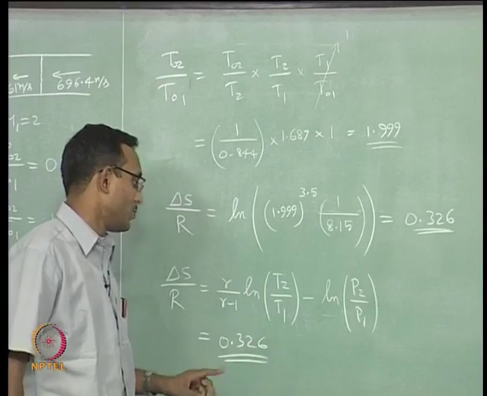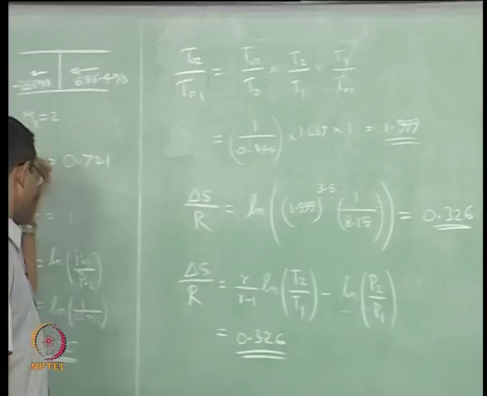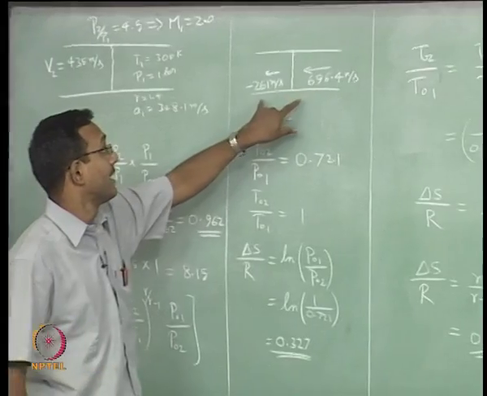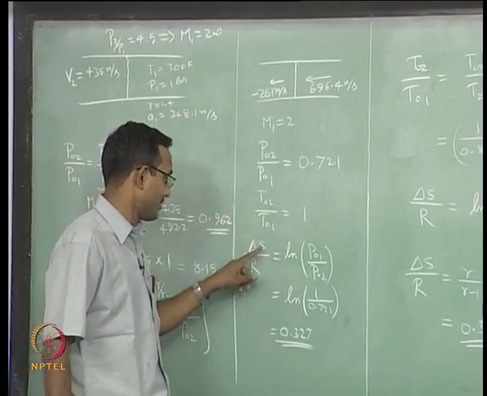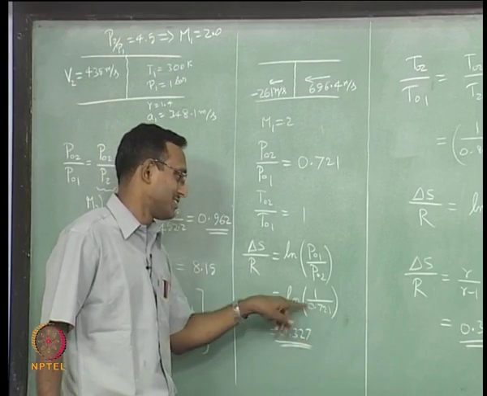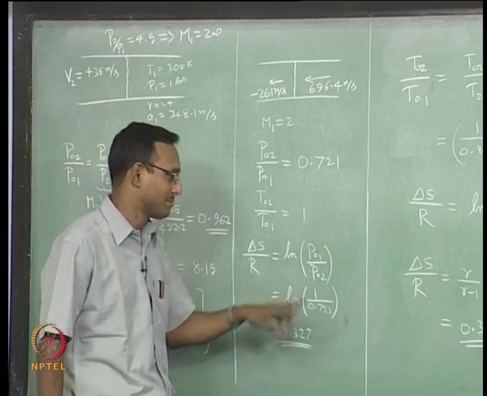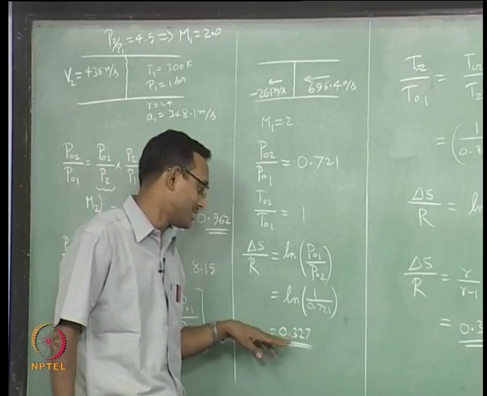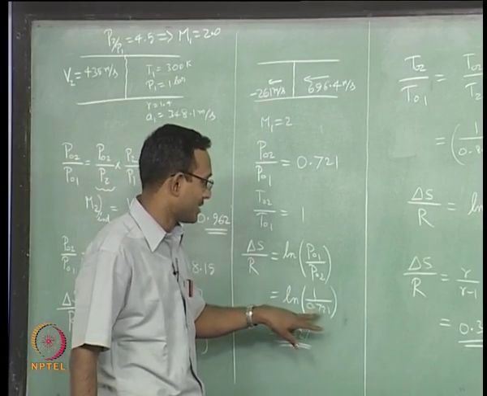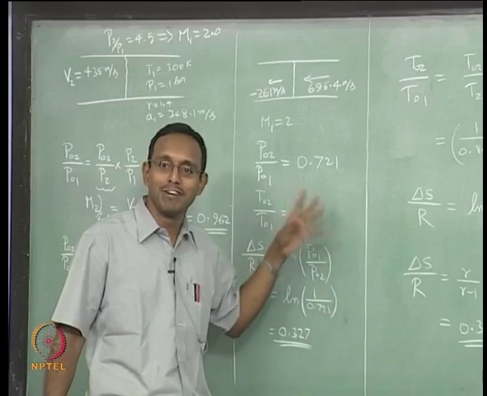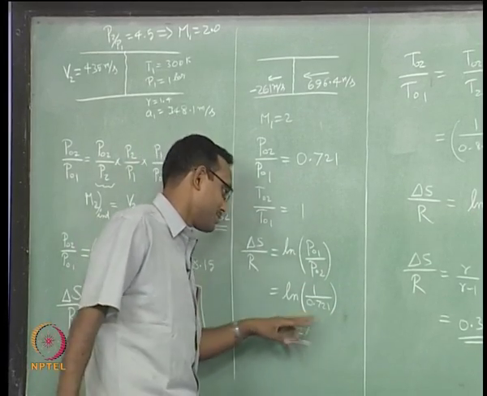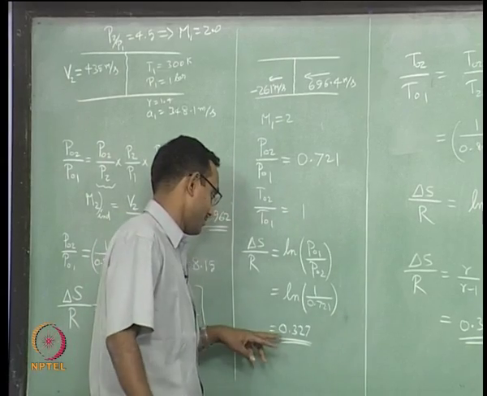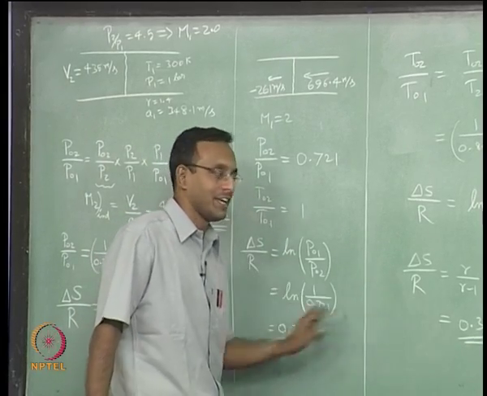Now, I want you to look at the previous thing we did here, where we had a shock fixed coordinate system, and here we are having delta S by R 0.327. This is approximation error, it should be the same 0.326. It is just approximation error, it should have been 0.7215 or something, then you will get to the correct answer. I just missed that 4th decimal, but anyways, these two numbers are the same.